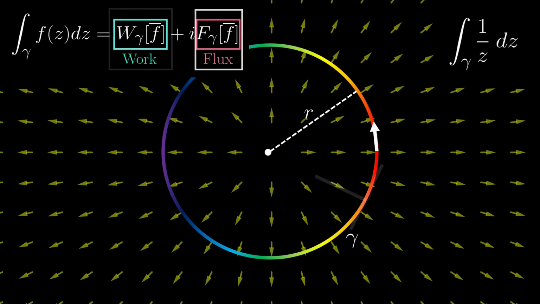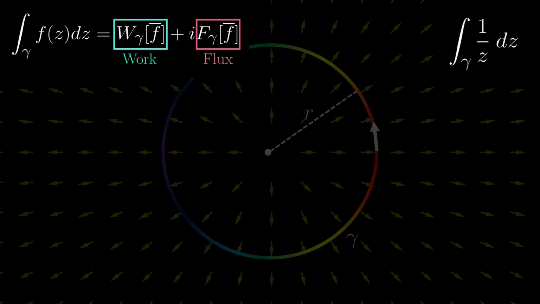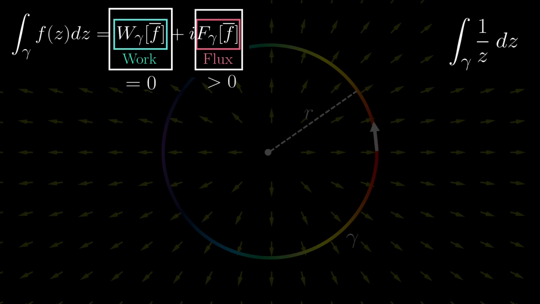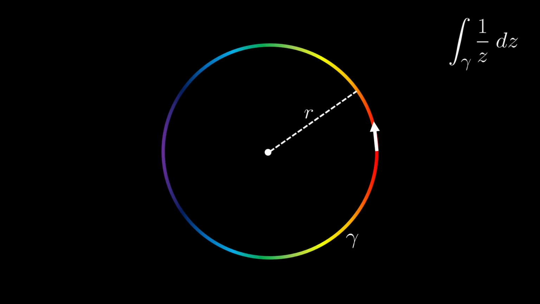What about the flux? Well, this time the field goes from left to right, so we experience positive flux. And this left to right is everywhere along the contour, so we should expect the flux to be positive. So without any computation at all, we already know that the integral needs to be purely imaginary, and the imaginary part is positive. But how to calculate the exact value? Well, here is one way to do it.